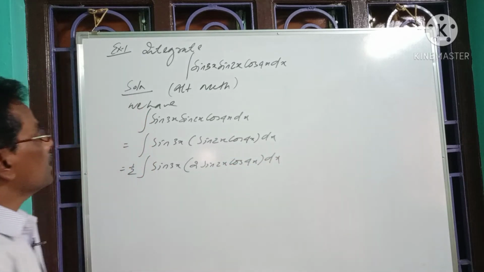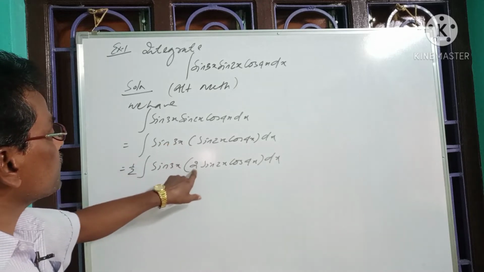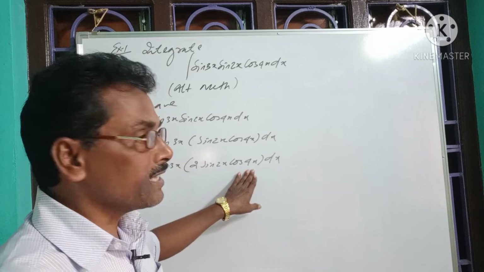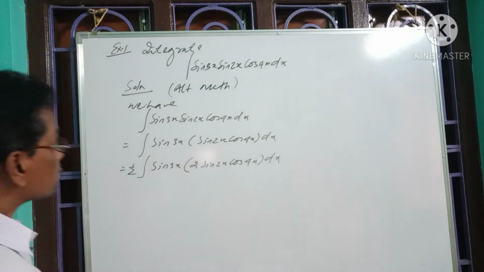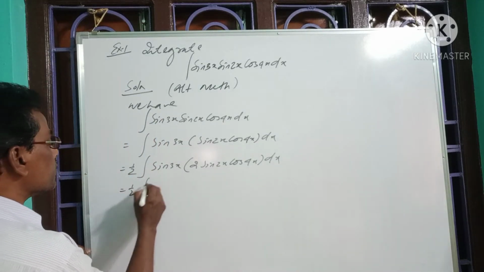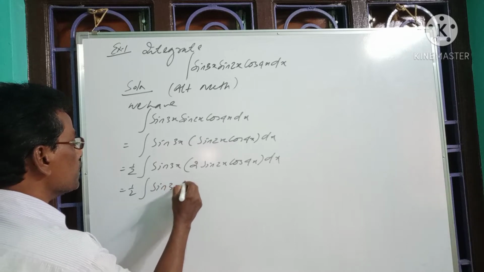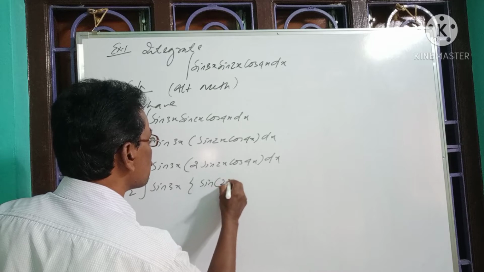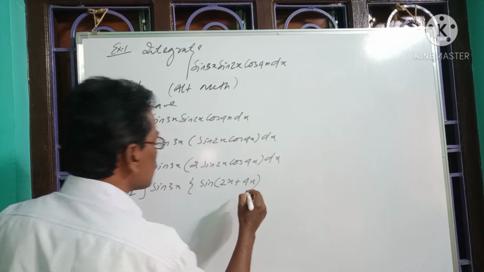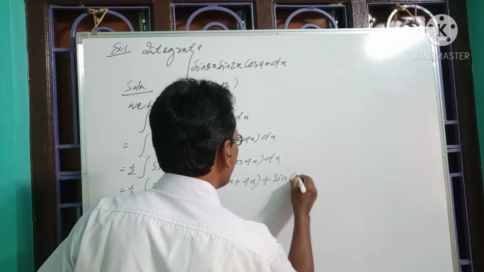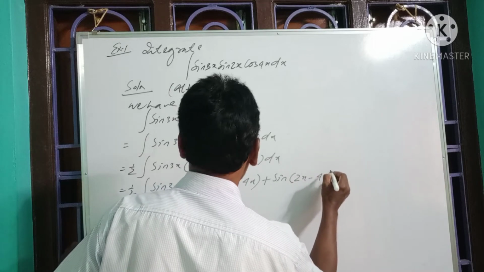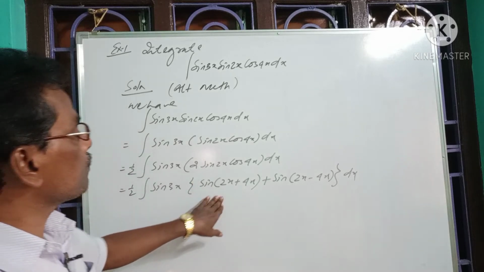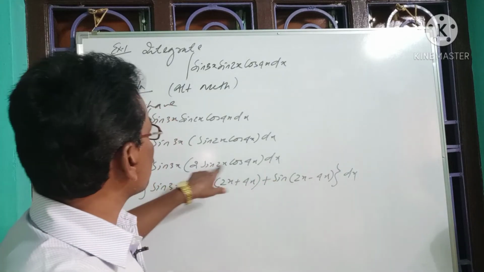Now see, the integral is transformed into 2 sin A into cos B, and 2 sin A into cos B is sin of A plus B plus sin of A minus B. So we have half into the integration of sin 3x into, 2 sin A into cos B is equal to sin of A plus B, means sin of 2x plus 4x, plus sin of A minus B, that is sin of 2x minus 4x. So we have sin of A plus B plus sin of A minus B is equal to 2 sin A into cos B.